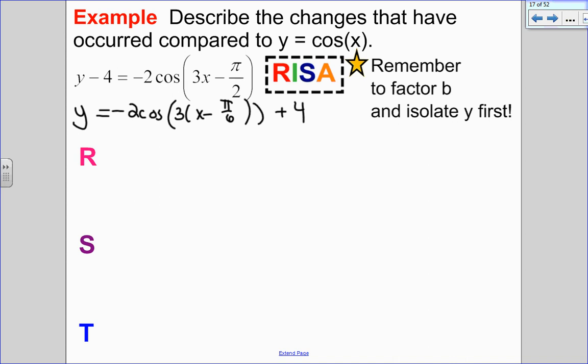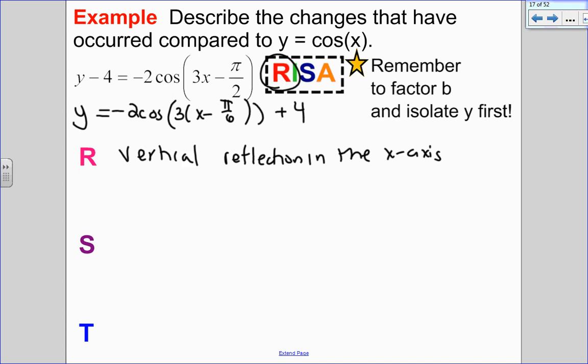So R stands for vertical reflection or horizontal reflection. I can see since A is negative, I have a vertical reflection. Remember our RISA here, we reflect in, so a vertical reflection in the x-axis. Okay, B is not negative, so I don't have a horizontal reflection.